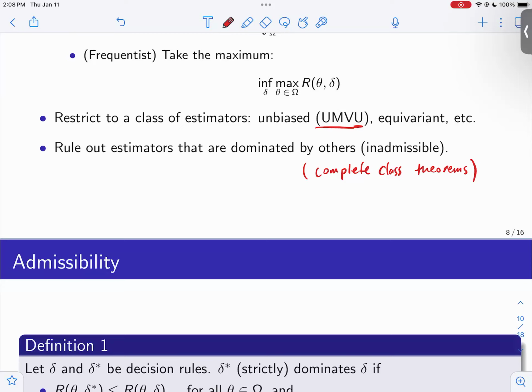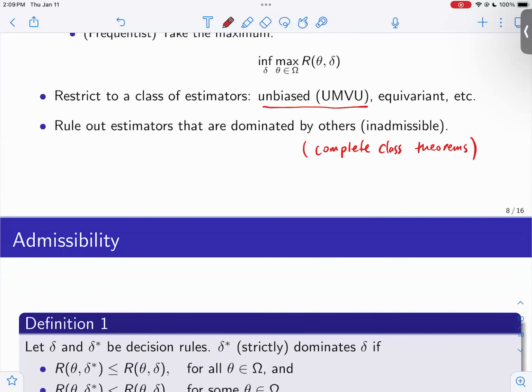The best possible estimator under the quadratic loss in the class of unbiased estimators. So that's something that we're going to work towards. But in trying to get there, we need some tools that are of independent interest, like sufficiency, minimal sufficiency, completeness. So this is something that we're going to build towards.